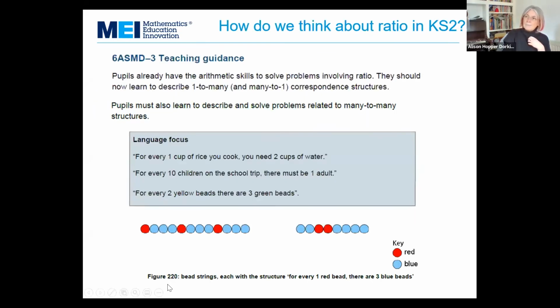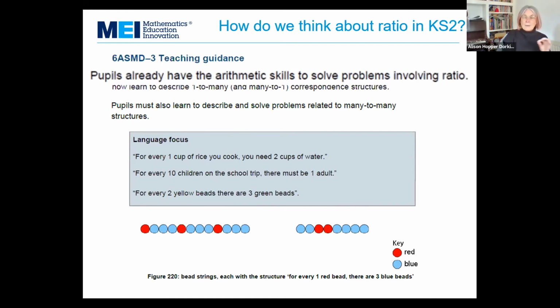Okay, so there it sits. This is just a bit from the teaching guidance of thinking about those relationships. For every one cup of rice, you need 2 cups of water. For every 10 children on the trip, there must be 1 adult. For every 2 yellow beads, there are 3 green beads. So those are different relationships. But this is the bit that really stood out for me and comes back to what Sarah was saying about isolating the skill, and links to what you were all saying about how many different ways you solved that fence panels problem amongst yourselves.